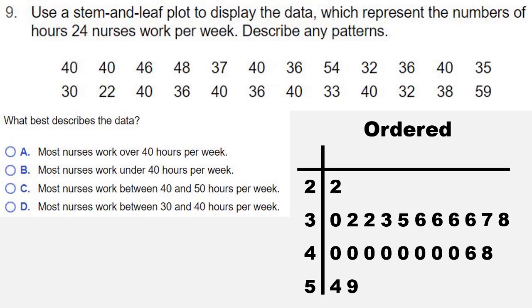We have the entire row for the 30s, which is 11 values, plus 8 values on the row for 40, because we're including the value 40. So that means there are 19 data values here that are between 30 and 40, which would be most of the data values. So we're going to go with choice D. Most nurses work between 30 and 40 hours per week. That's your answer.